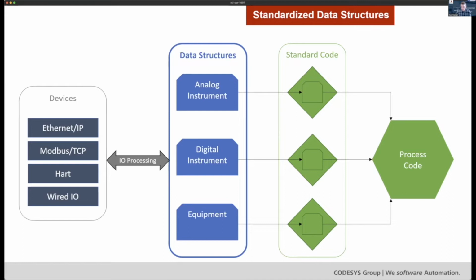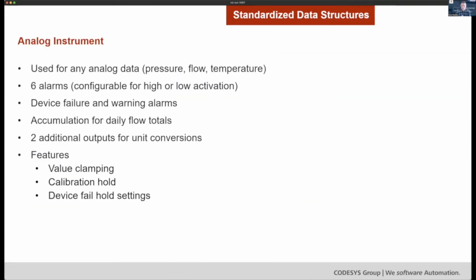So just to give you a quick overview of what these instruments look like, as I said, the analog instrument is really for any analog type data. At least for the water industry, we include 6 alarms, and they're configurable for high or low. Typically, we do 3 highs, 3 lows. And as I said, you may not use all of those. You just enable the ones you want for that particular object and use those.